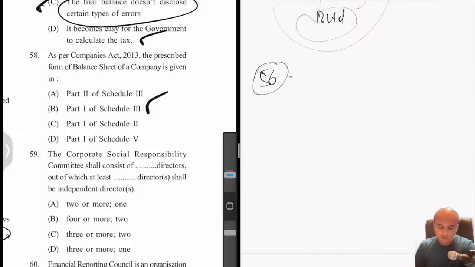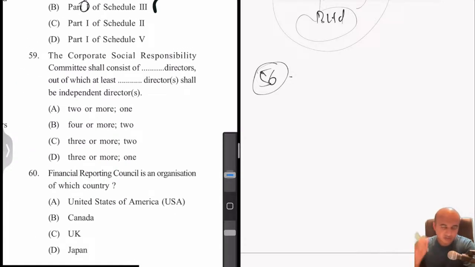Okay, moving on. So here they have also given part 1, part 2. So this can be confusing in the exam. So please make sure that you read all these things in detail, because these are all purely based on facts and nothing else. Moving on to the next one, question number 59. The Corporate Social Responsibility Committee shall consist of dash directors, out of which at least dash director or directors shall be independent directors. Okay. So again, this is also based on facts.